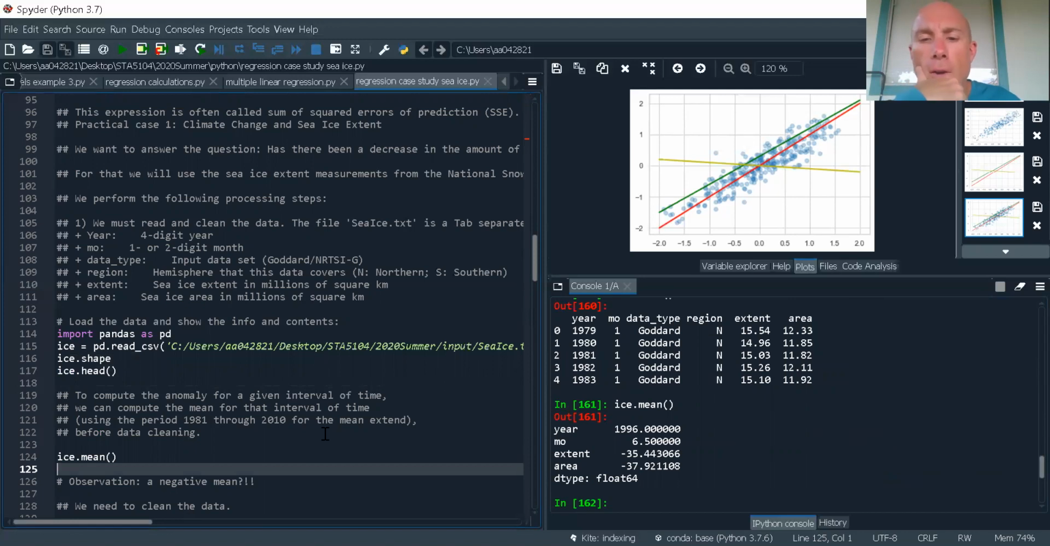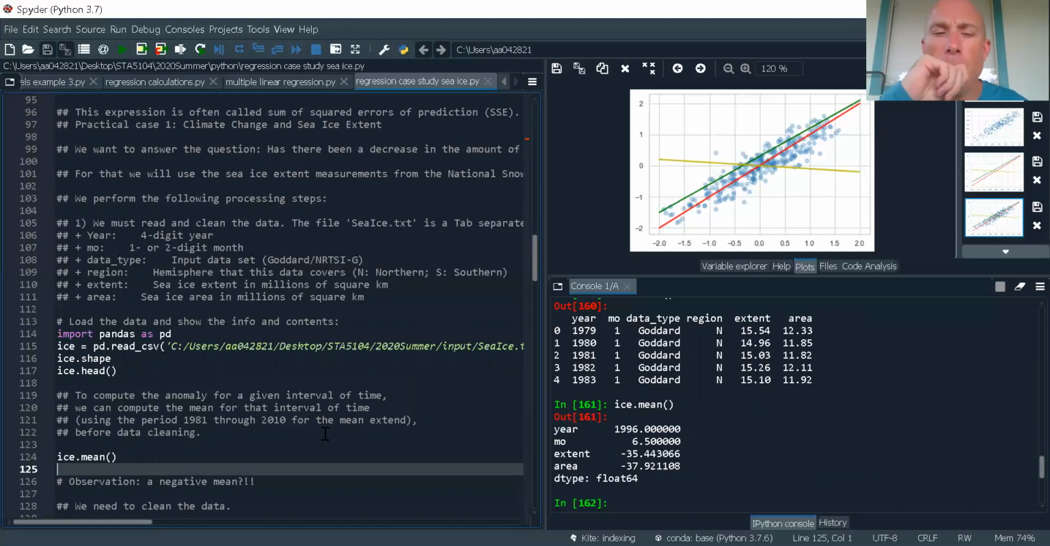All right, so we've got year. Okay, the average year is 1996. The average month is 6.5. So let's see, I guess that would be, you know, June or July. I would say probably, yes, we'll say that's June. And then extent and area are negative.